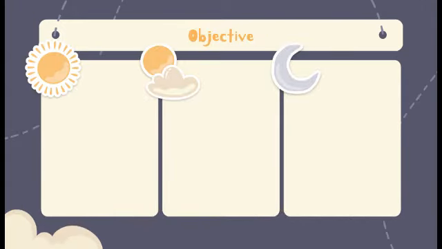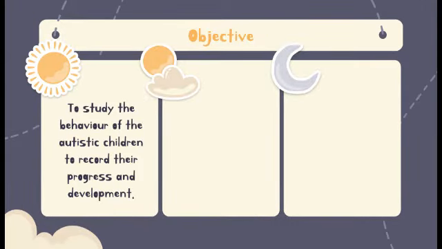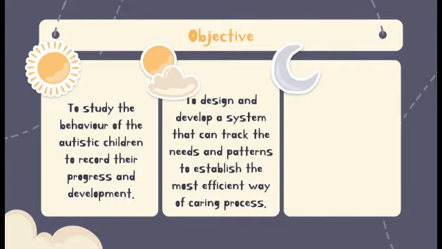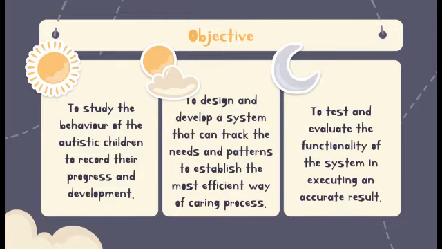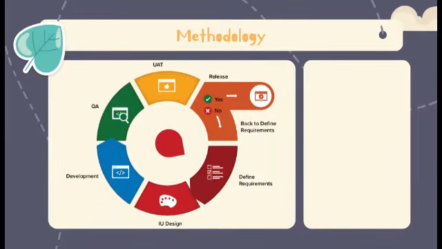The objective of this project is, first, to study the behavior of the child to record their progress and development. Second, to design and develop a system that can track the needs and patterns to establish the most efficient way of caring process. And last but not least, to test and evaluate the functionality of the system in executing accurate results. I use agile methodology in developing my project. I have passed all of the phases, starting from defining requirements, UI design, project development phases, quality assurance, user acceptance test, and lastly, project release.